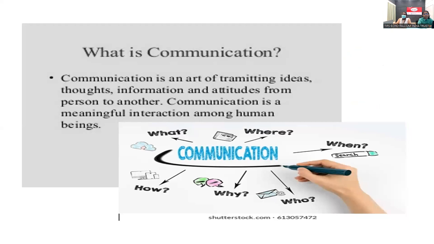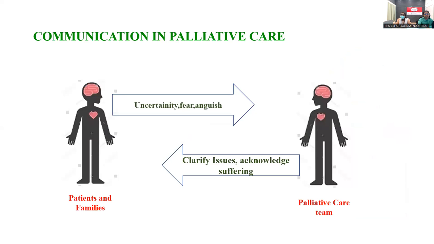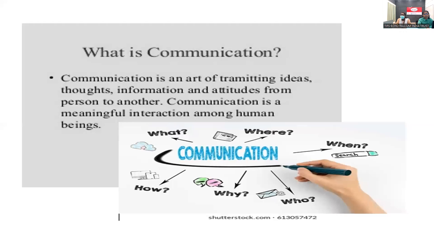So communication can be anywhere. Where, when, how, why, with whom, it's all according to the situation. Communication is an art of transmitting ideas, thoughts, information, and attitudes from one person to another. Communication is a meaningful interaction among human beings. With our friends, with whoever is close to us, we communicate very freely. Who else do we interact with to have good communication, like friends, family members, anybody else?